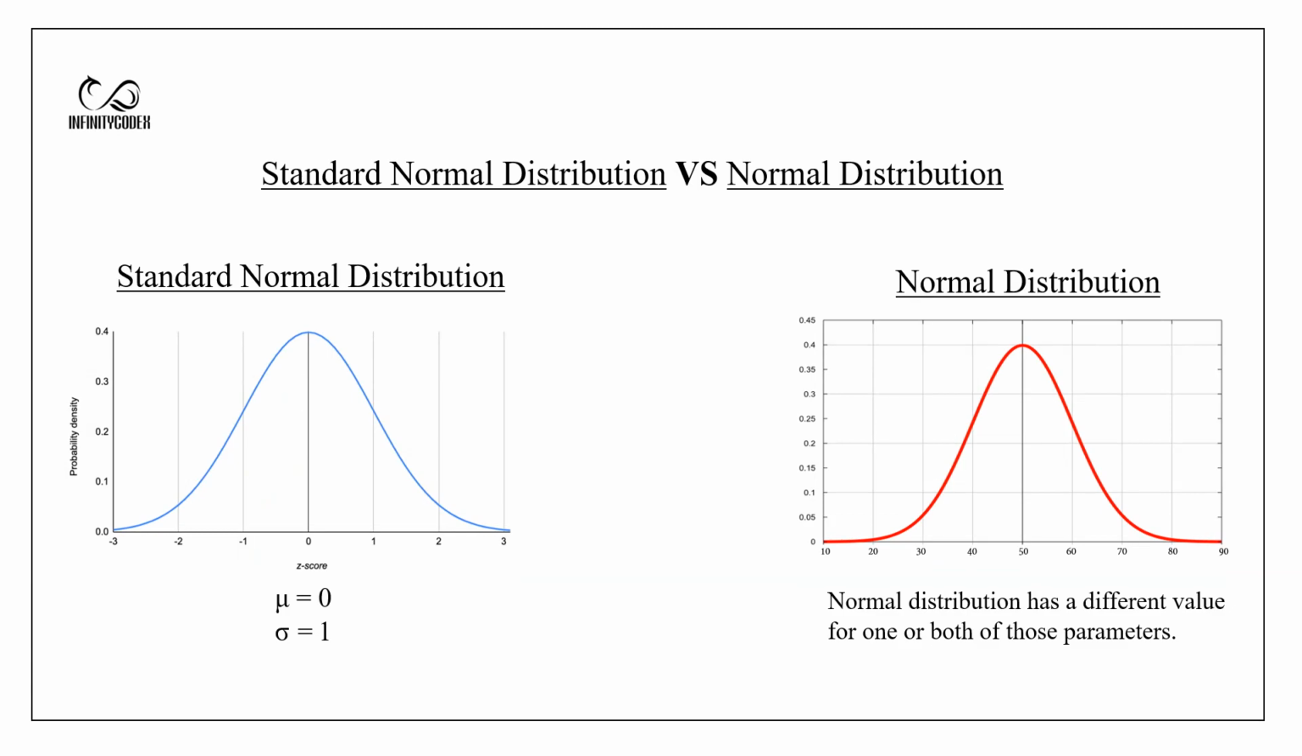Many times you have heard the terms standard normal distribution and normal distribution, but what is the exact difference between both of them? In standard normal distribution, we have mean equal to 0 and standard deviation equal to 1, whereas in normal distribution, we have different values for one or both of those parameters.